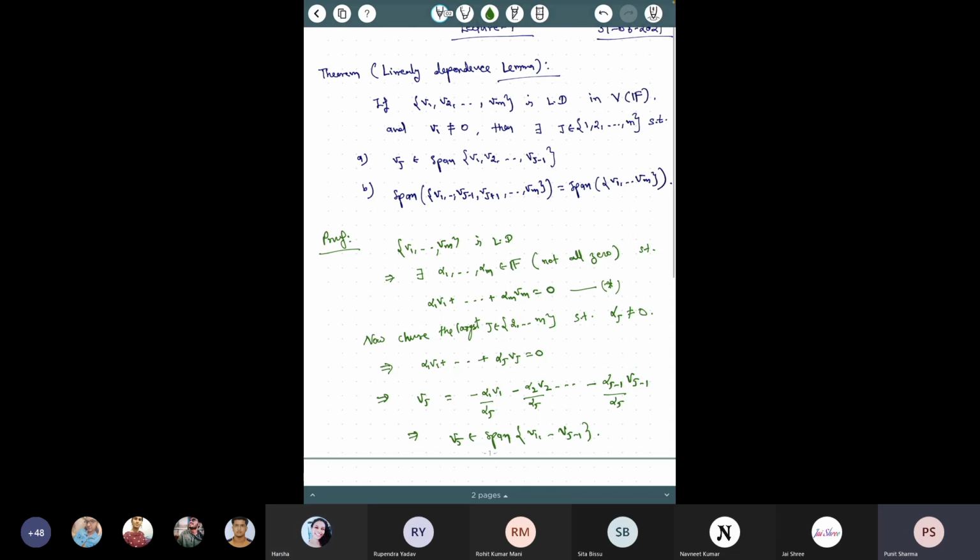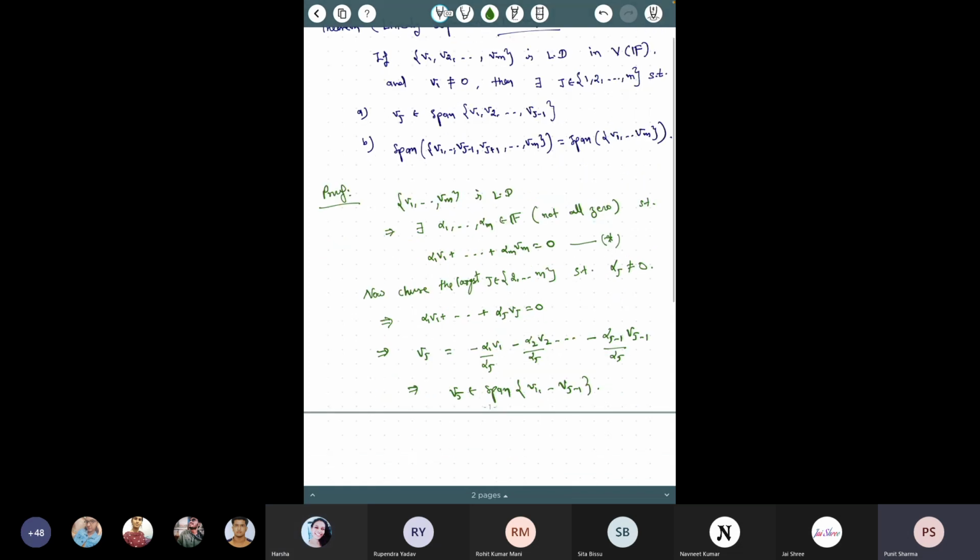Now the second thing is also very straightforward. Can you prove this second one, the second claim? Can you prove the second claim?